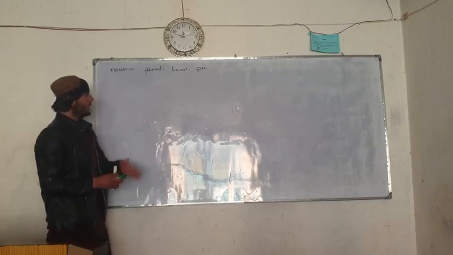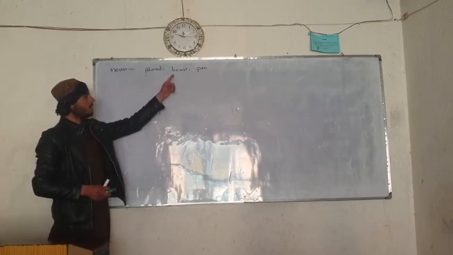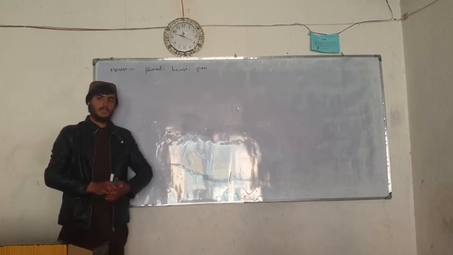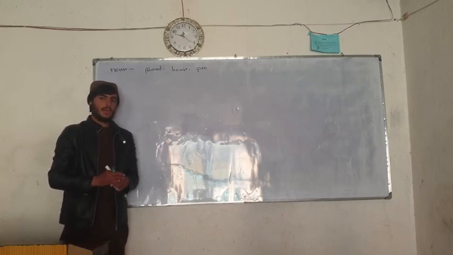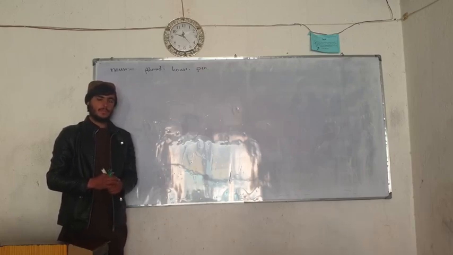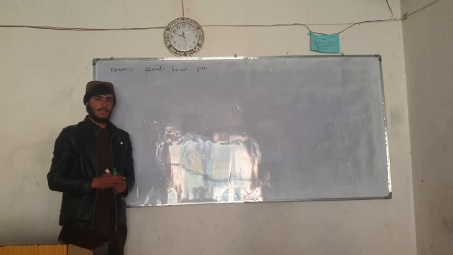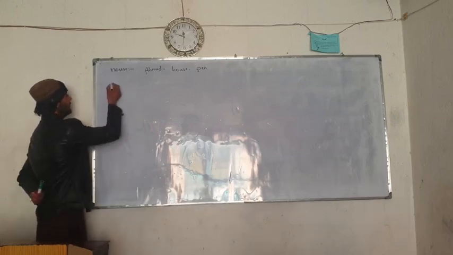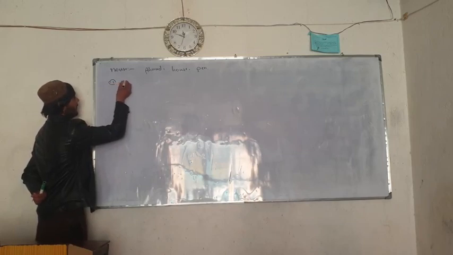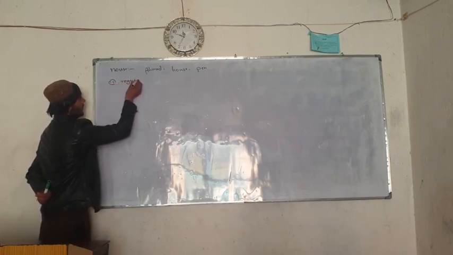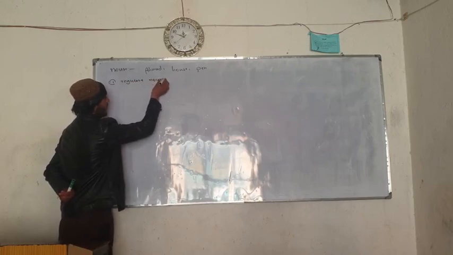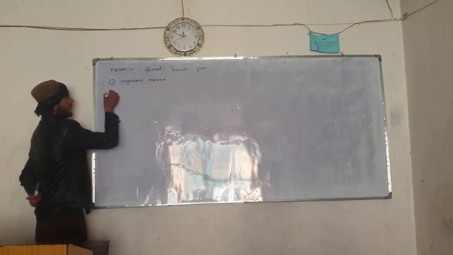here, Ahmad is the name of a person, and house is the name of a place, and the pen is the name of a thing. Now I am going to describe the pluralization of nouns. Pluralization of nouns, according to the forms of nouns, is divided into two categories. The first one is regular nouns. And the second one is irregular nouns.